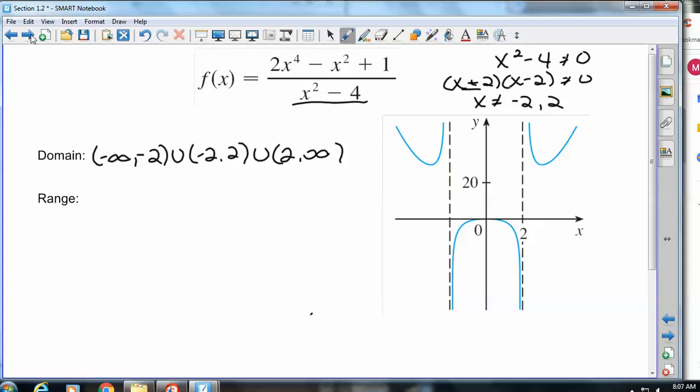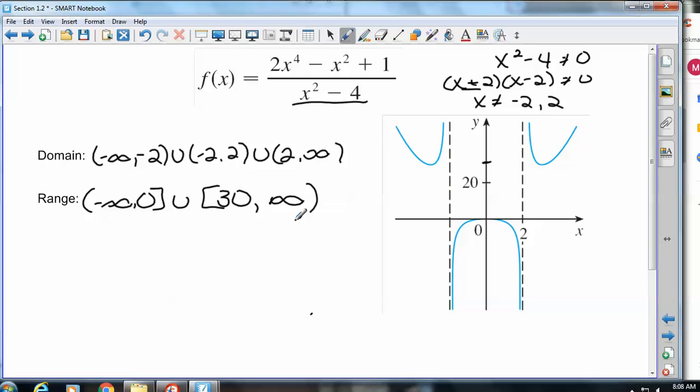What about the range of this? Does 0 get a parenthesis or a bracket? Bracket, it does look like it touches 0. Union, now we're going to have to kind of use a little guesswork here. So this is about the lowest y value we hit. What do you think that is? 30. Parenthesis or bracket? Bracket, because we do hit the 30. And then it's going up forever, so that would be infinity.